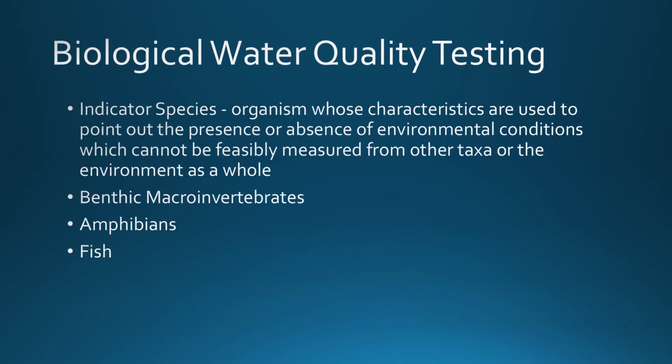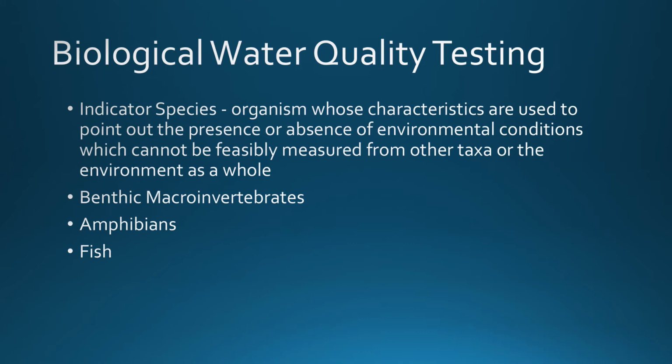There's also biological water quality testing, and that relies a lot on indicator species, which is an organism whose characteristics are used to point out the presence or absence of environmental conditions that can't be feasibly measured from other taxa or the environment as a whole. So indicator species are special because they're either very tolerant or not tolerant at all. They have a very specific set of parameters that they can exist within. And so if you're seeing those species, then that indicates the health of the water. Three of the common ones are benthic macroinvertebrates, amphibians, and fish.